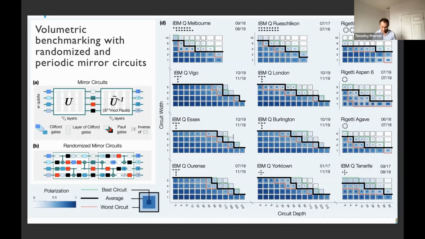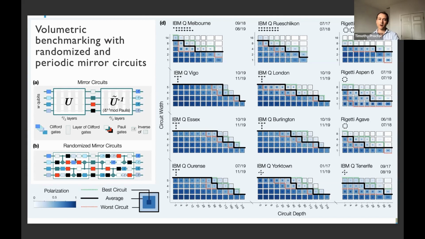So I've given you the idea of mirror circuits, but now I'm going to show you some experimental results of what kind of things you can do using these kind of benchmarks. So this is the kind of investigations you can do of real-world hardware using specific benchmarks built from this circuit mirroring procedure, which can be used to generate benchmarks of pretty much any type you like. So what we've done here is volumetric benchmarking. So that means you vary the circuit width and you vary the circuit depth. So the idea of volumetric benchmarking, and with randomized and periodic mirror circuits.